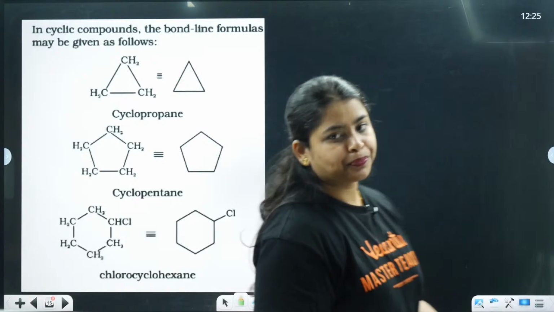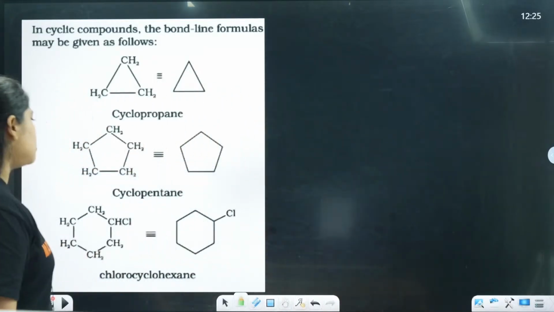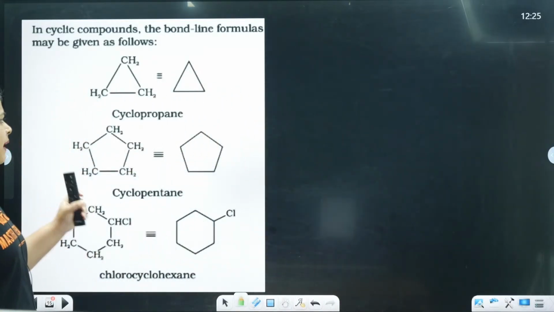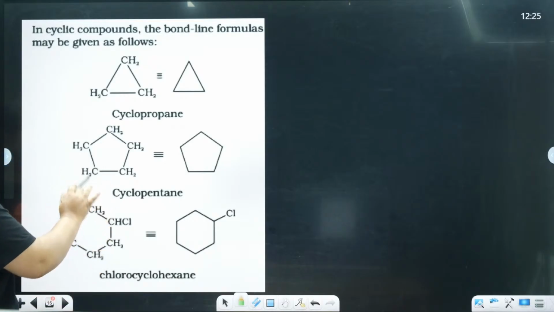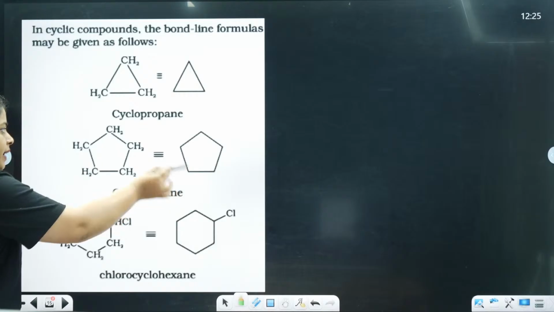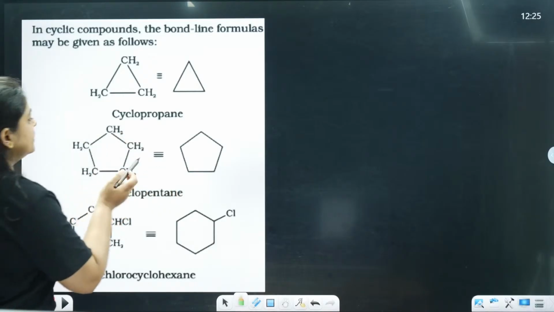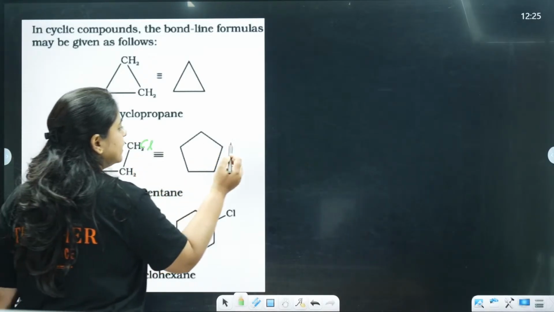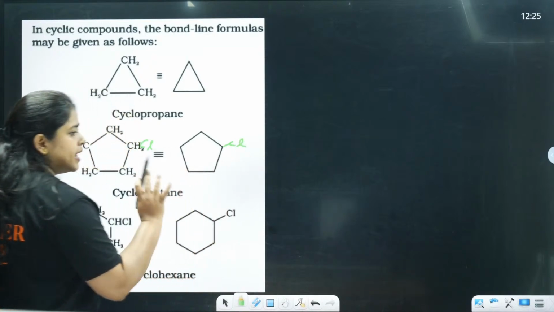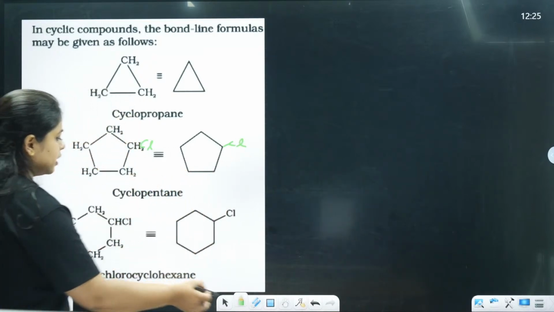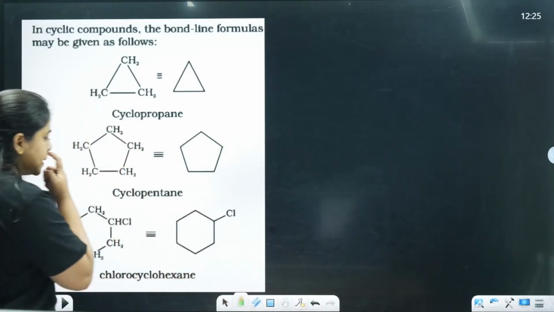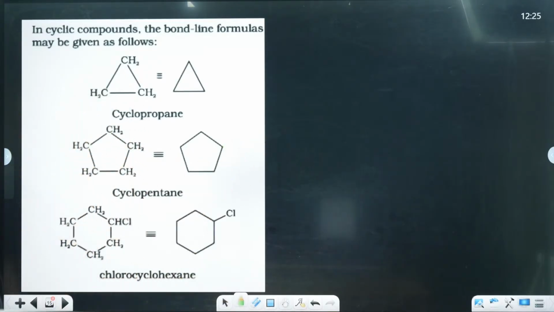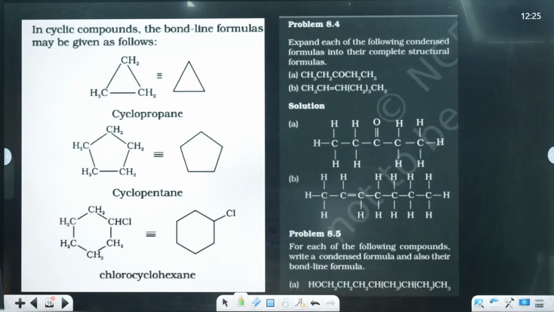Understood? Yes. So next comes what? Cyclopentane. In cyclopentane, what you need to understand is that this is a pentane ring. What if in case a Cl is added here? Then you can put Cl here. Like this you people can do it. But right now we are learning only about cyclopentane. Okay, so this is how you can easily understand the concepts. Clear? So next comes what?